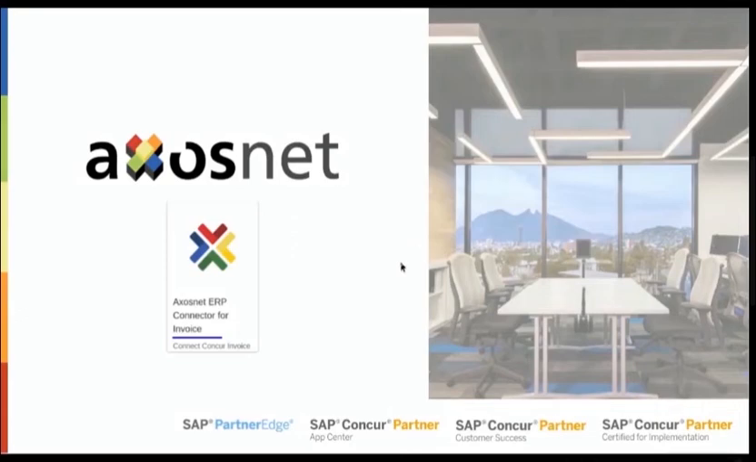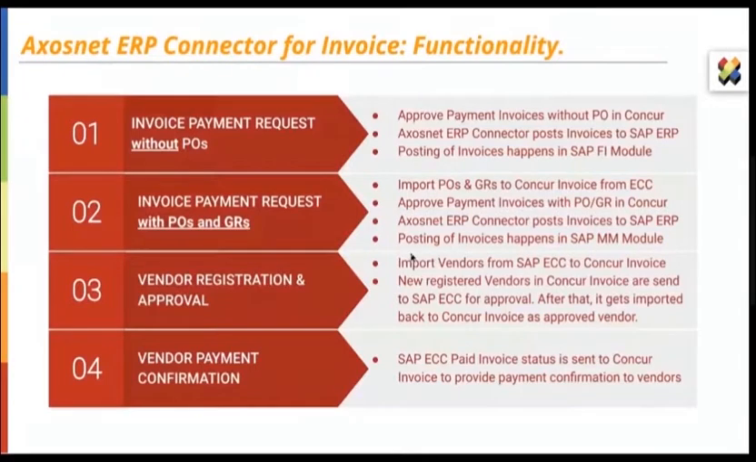Hello. In this presentation, we're going to talk about how the ERP connector is used between Concur and SAP S/4HANA to post a vendor invoice. These are the four scenarios that you could use in the ERP connector. Invoice payment request without POs, invoice payment request with POs and good receipts, vendor registration approval, and vendor payment confirmation.